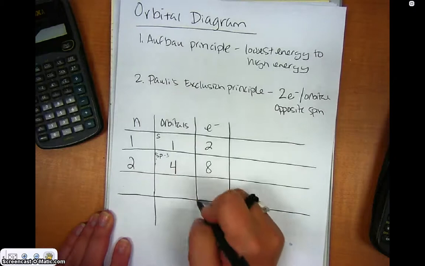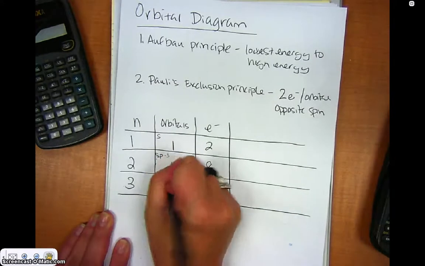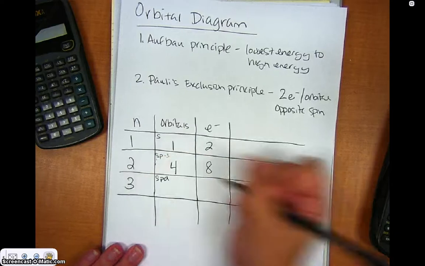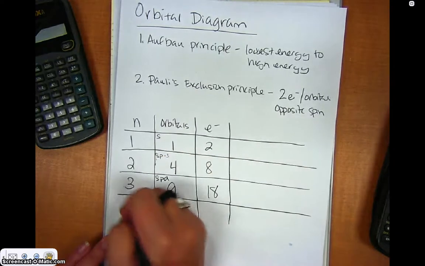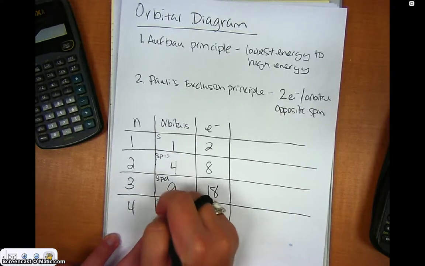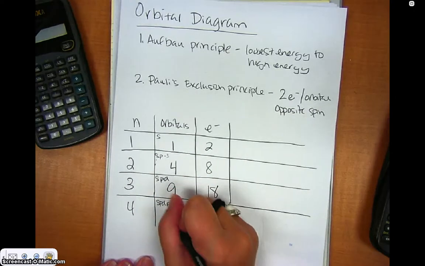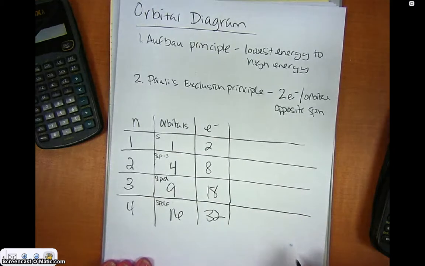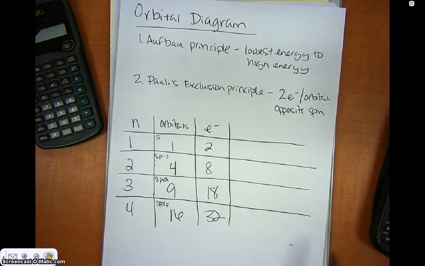And then in the third energy level, we have s, p's, and d's. And remember, we have 1, 3, and 5, so that's going to be 9 orbitals, or a total of 18 electrons. And then in the fourth, we have s, p, d, and f, which would be a total of, what's that, 9 plus 7, that's 16, so 32 electrons. Okay? So just keep this in mind when we do our first orbital diagrams.